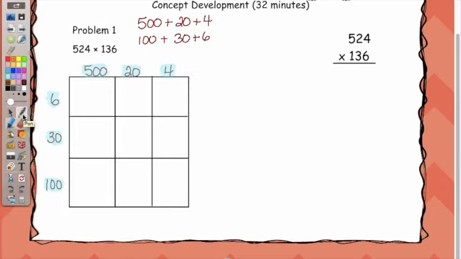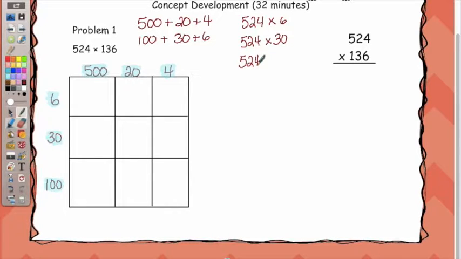So this means that I am going to have 3 partial products now. And what that means is I'm going to do 3 multiplication problems. The first multiplication problem I'm going to do is 524 times 6. The second multiplication problem I'm going to do is 524 times 30.